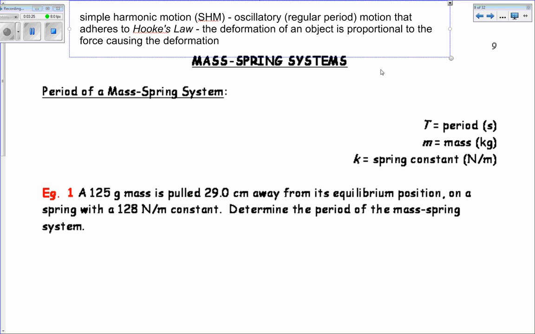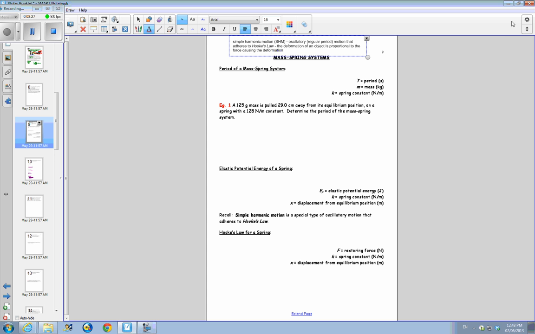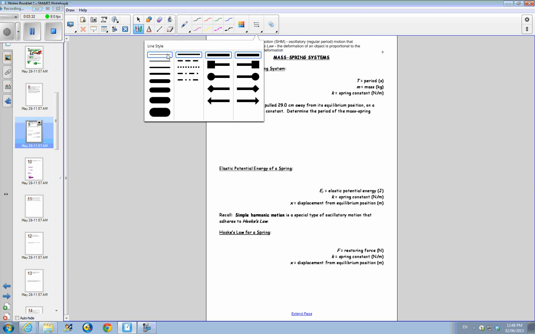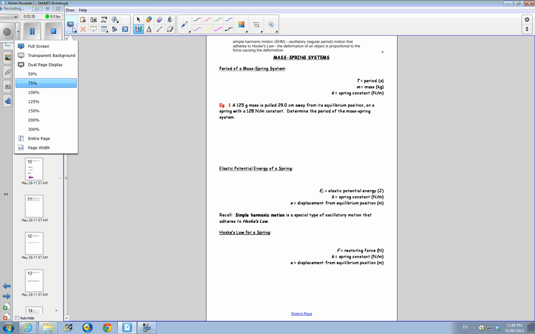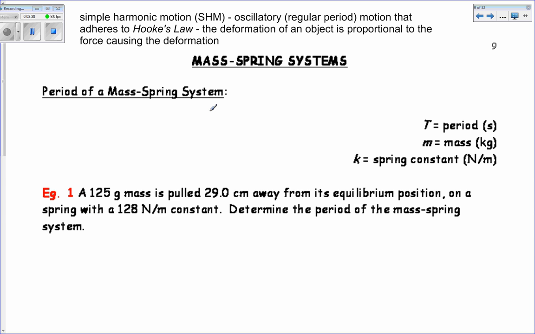Okay, I need to go back to the pen, and I need to do it on this page. So the period of a mass spring system, or how much time it takes for one full oscillation, so that would be all the way compressed, all the way stretched, and back to all the way compressed again, is T, for period, equals 2 pi times the square root of m over k.